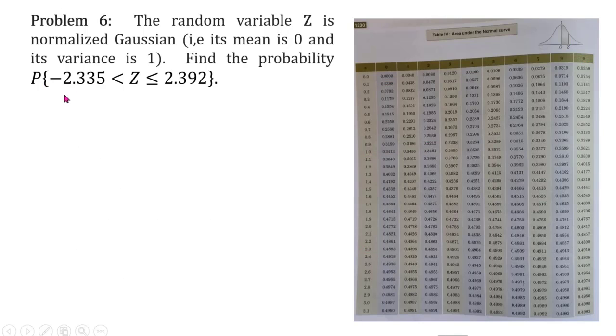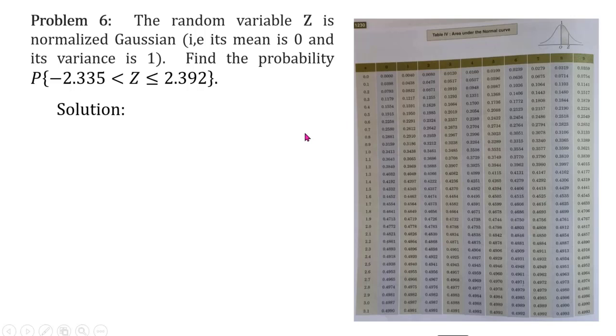Then can you calculate this? Find the probability for the random variable varying from minus 2.3352 to 2.392. After rounding it will be minus 2.34 to 2.39. Then calculate and send me your result, or else write it in your assignment book.